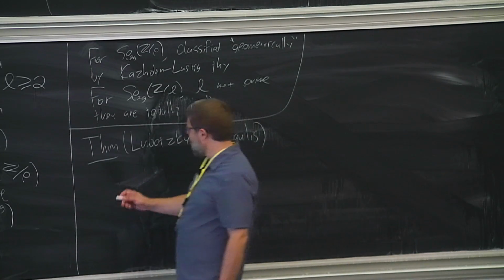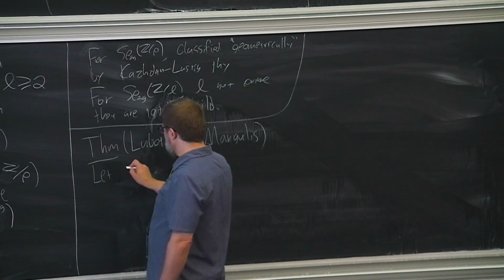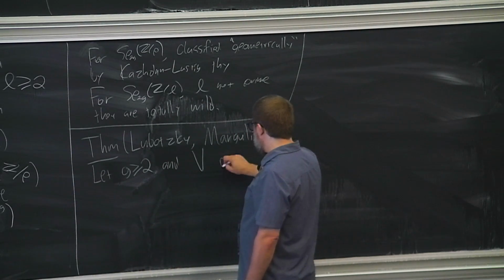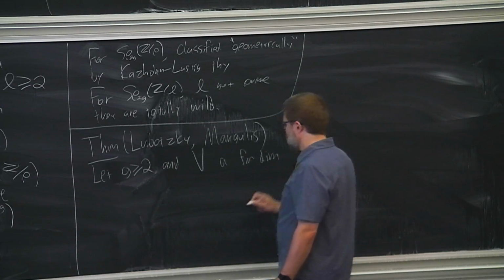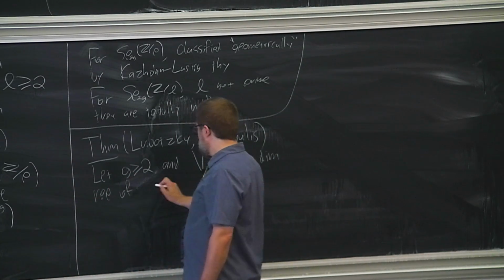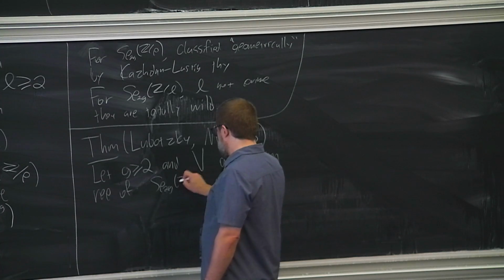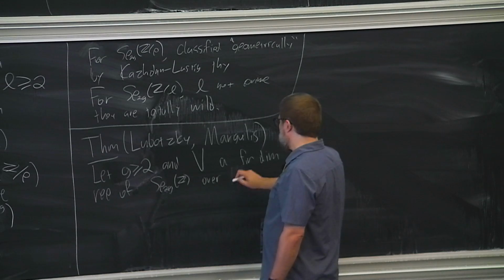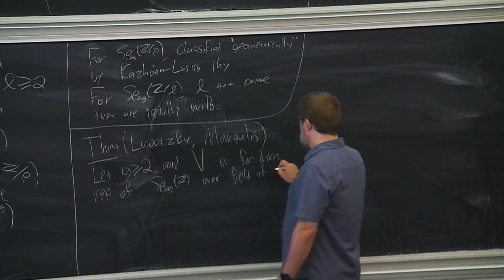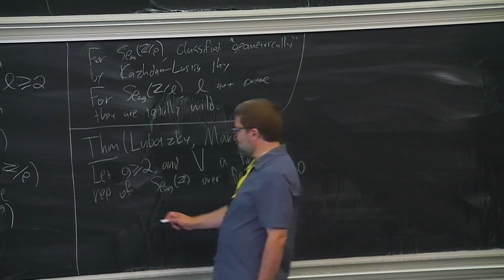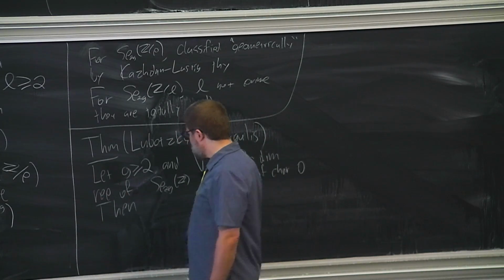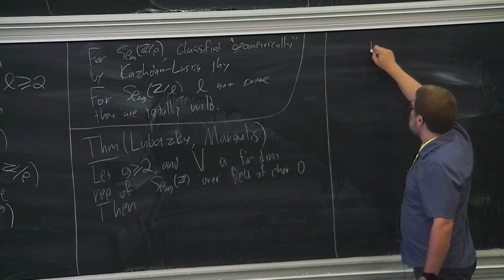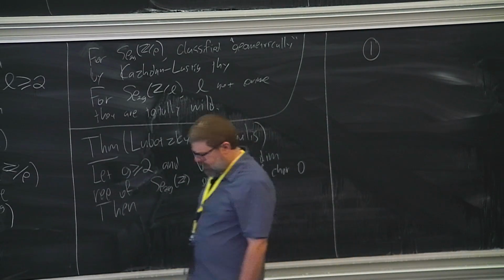Let g be at least 2, and let V be a finite dimensional representation of Sp(2g, Z) over a field, let's just say a field of characteristic 0. Then two things hold. So one, here's a thing that's not obvious.